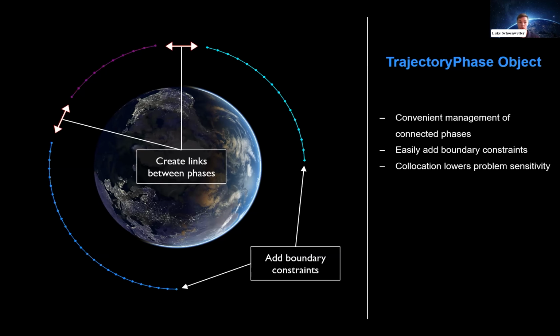And again, using the collocation and this discretized node structure to solve the problem results in very, very sparse problems, which allows the sensitivity of the problem to be decreased. It's kind of akin to using a giant multiple shooting structure to solve a problem, and how that lowers the problem sensitivity.